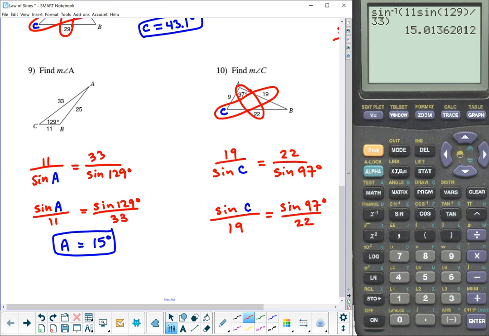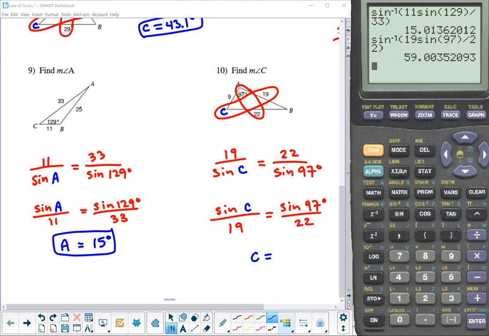Again, same thing. And I showed you with that first example, I believe number 6 or something like that. Multiply both sides by 19. So you get 19 sine 97 over 22. And then you need to do inverse sine of sine. So that would give you C equals inverse sine of 19 sine 97 divided by 22. And you come up with 59 degrees.